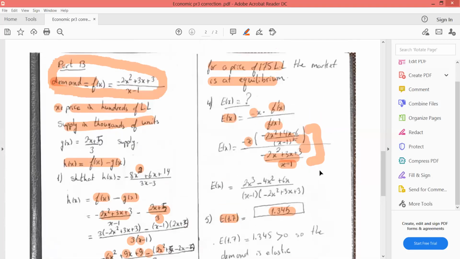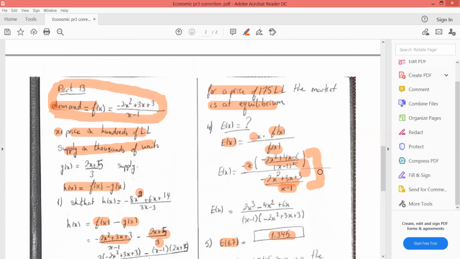How to know if the demand is elastic or not? If the elasticity is greater than 1, elastic. If less than 1, not elastic, inelastic. What is the economical interpretation?